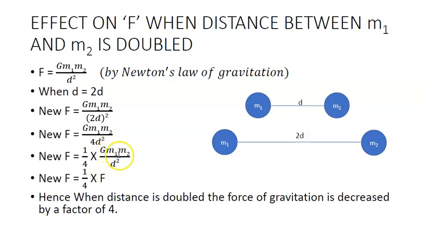Similarly, this quantity is nothing but force. So now your new force is equal to 1/4 of F, 1 upon 4 into F. Hence, when distance is doubled, the force of gravitation is decreased by a factor of 4.